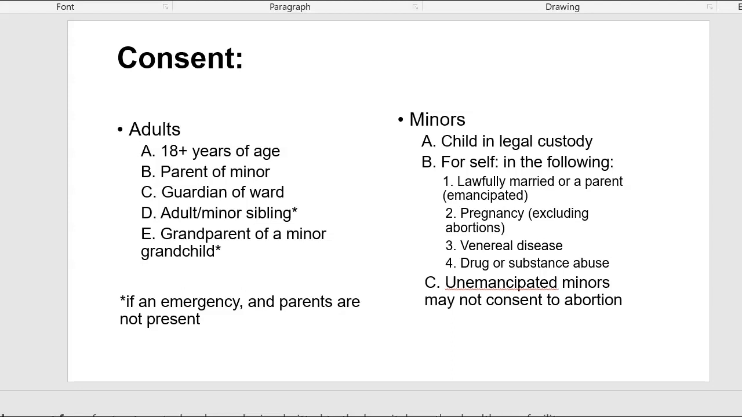People who are considered minors who can give consent would be a child in some type of legal custody, and that's a little bit nitpicky how that works. They can give consent for themselves if they are legally married or they are emancipated. If the minor is pregnant, she can give consent. I know it says venereal disease. It's still explained that way in the law, so that's why I put it there. But any sexually transmitted infections can be treated with just the minor and no parent consent, or for any drug or substance abuse.